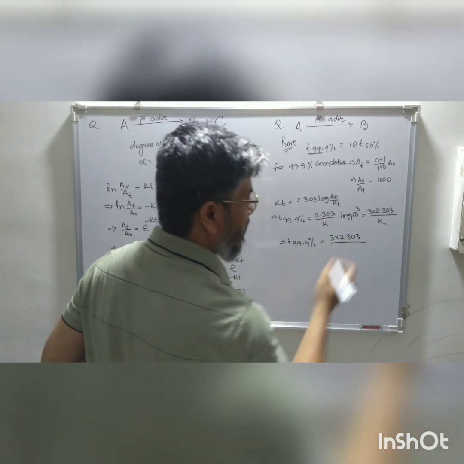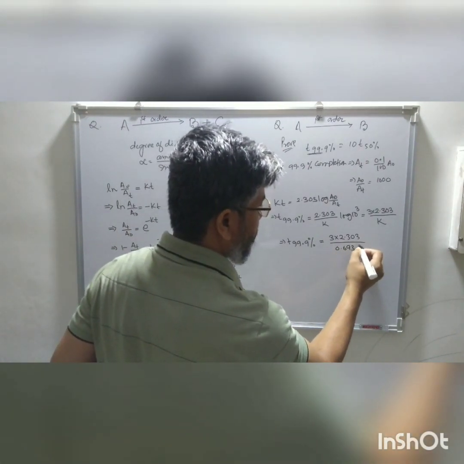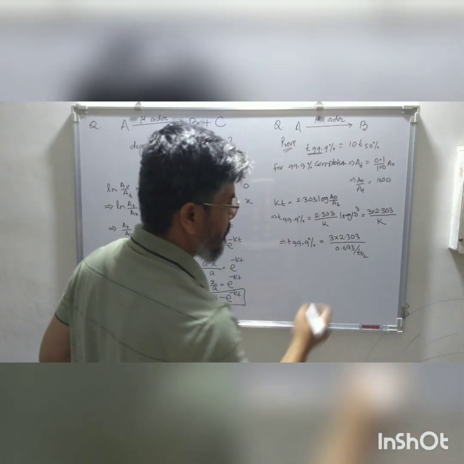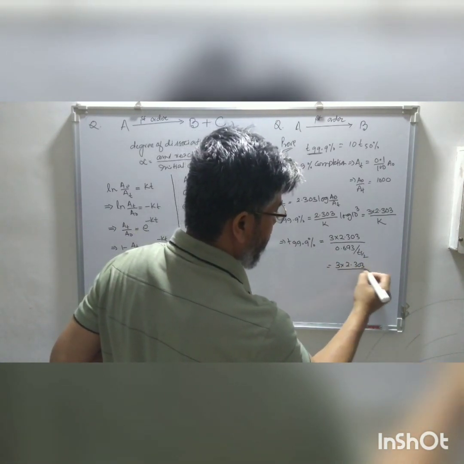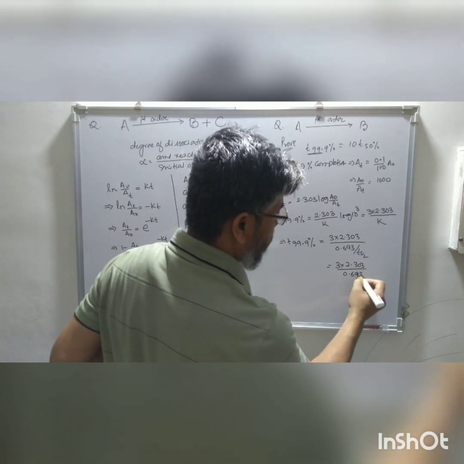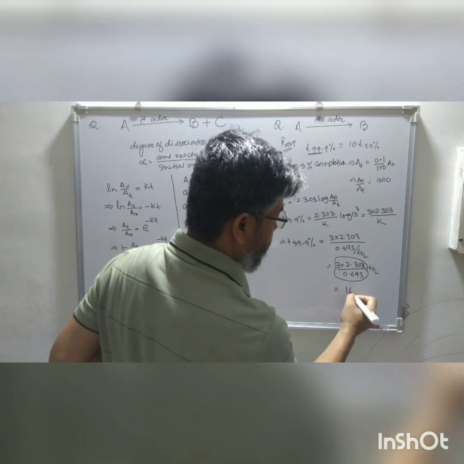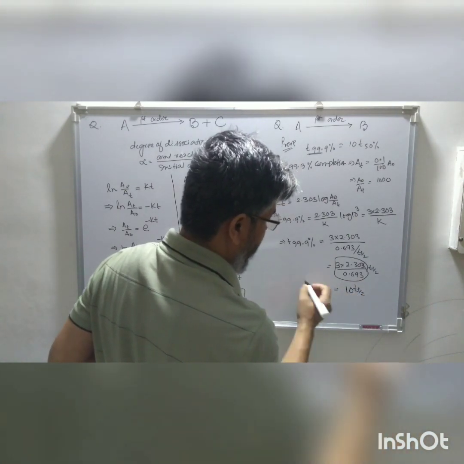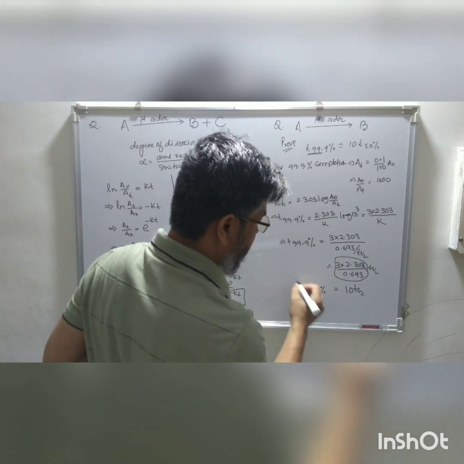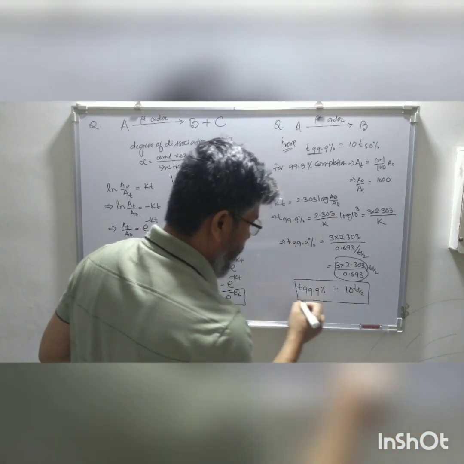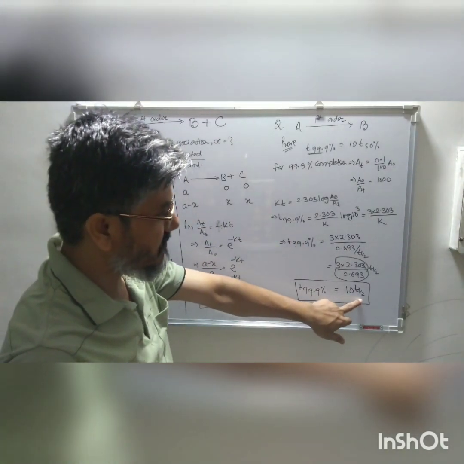k can be expressed in terms of half-life. So k is 0.693 divided by half-life. So this is equal to 3 into 2.303 divided by 0.693 into half-life. So this is approximately equal to 10. So this is 10 times half-life. So therefore, the time required for 99.9% completion of a first order kinetics is equal to 10 times its half-life.